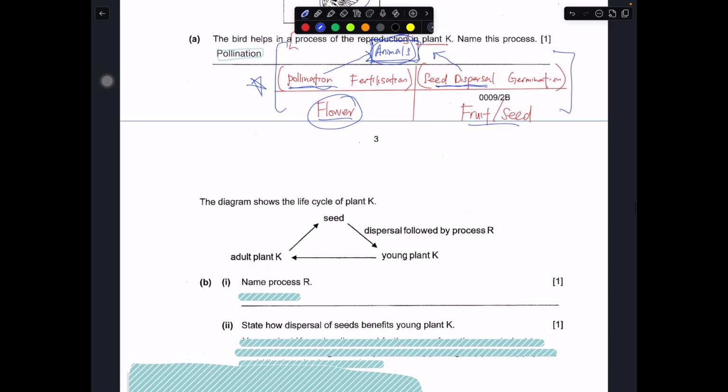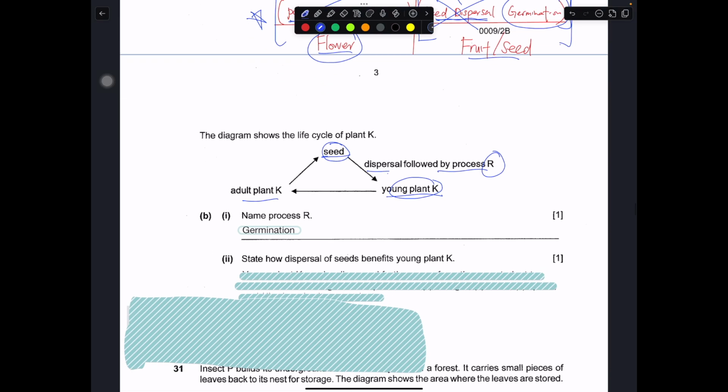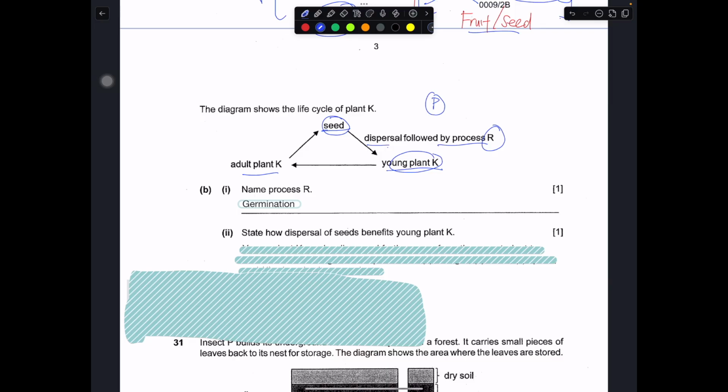Okay, the diagram shows the life cycle of plant K. So you have a seed dispersed, followed by process R, young K plant, adult plant. Name process R. They will tell you that this is a seed going to a young plant, so we'll be looking at this portion, seed dispersal and germination. They tell you that seed dispersal is followed by process R, so this is out. Germination is the answer. Always remember that this will be the order: pollinate, fertilize, seed dispersal, germinate.